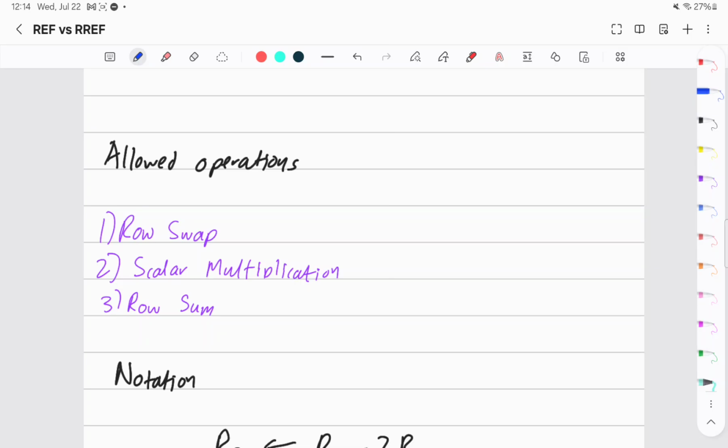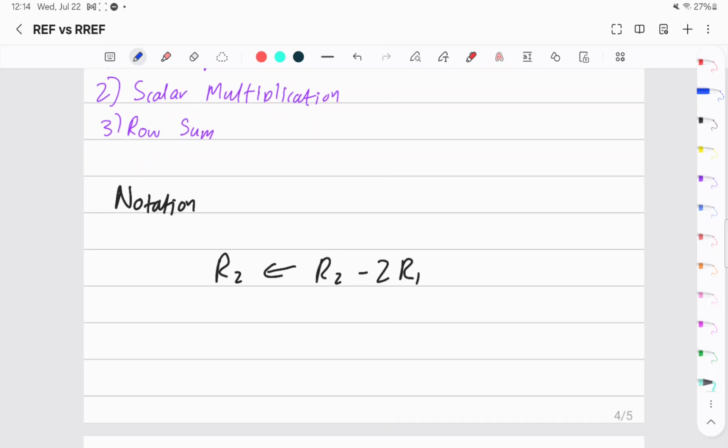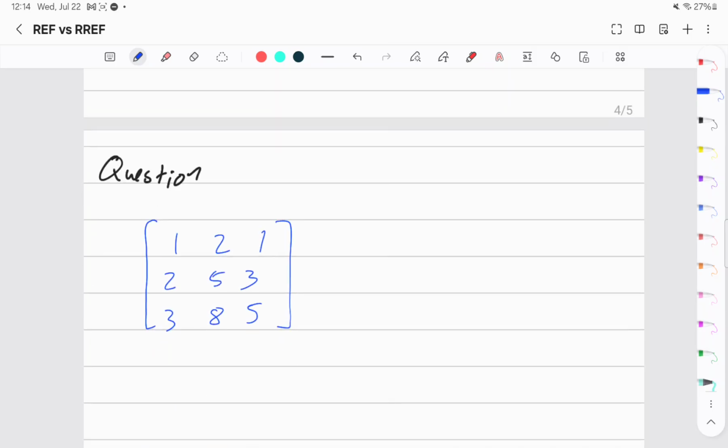Secondly is scalar multiplication. As the name suggests, you multiply a scalar quantity or a non-zero number by any row. And the third one is row sum, that you can add or subtract any one row to another row, and you can also combine 2 and 3 together. The notation we use is something like this: row 2 is replaced by row 2 minus twice of row 1. This means replace row 2 with row 2 minus 2 times row 1. These notations are really common when you reduce a matrix, and you also need to show them in order to get marks.